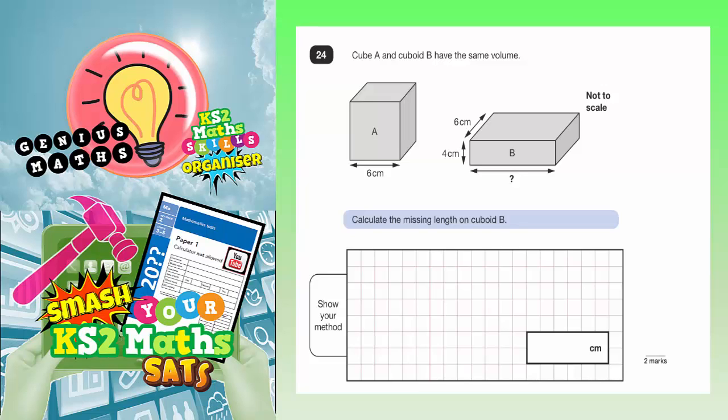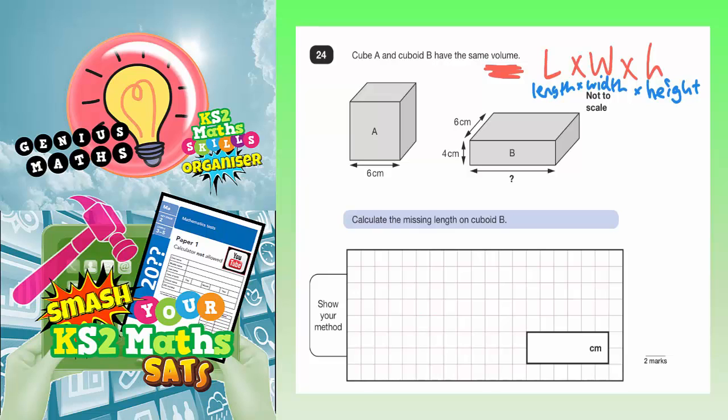Question 24. Cube A and cuboid B have the same volume. Now remember, volume of a cube or a cuboid is basically length times width times height, or L times W times H for short, but we will just write length, width and height on there. So length times width times height, L times W times H. So it says calculate the missing length on cuboid B.